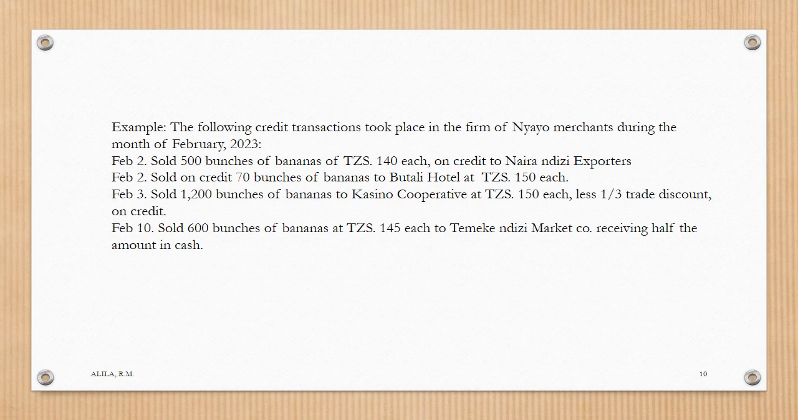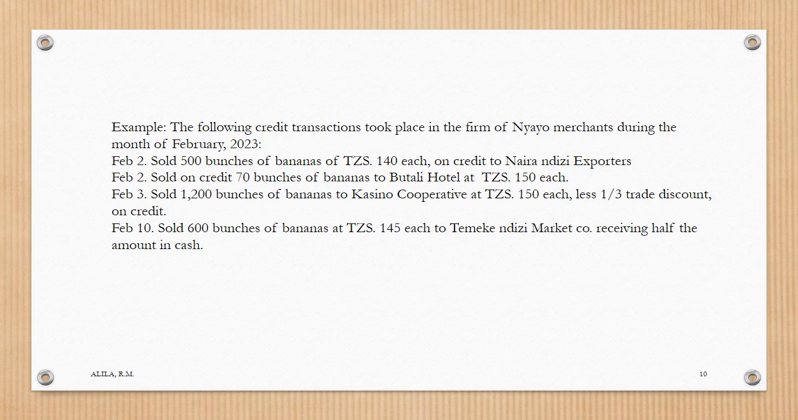So, for instance, for example, the following credit transactions took place in the firm of Nyayo Merchant during the month of February. February 2, sold 1,500 bunches of banana at 140 each on credit to Naira Ndizi exporter. February 2, sold on credit 70 bunches of banana to Butali Hotel at 150 each. February 3, sold 1,200 bunches of banana to Casino Cooperative at 150 each, less 1/3 trade discount. And these ones both were on credit.